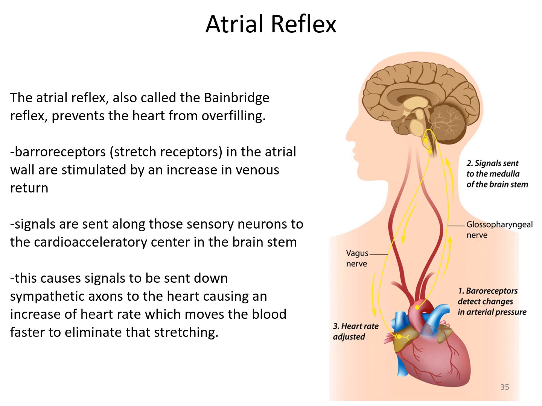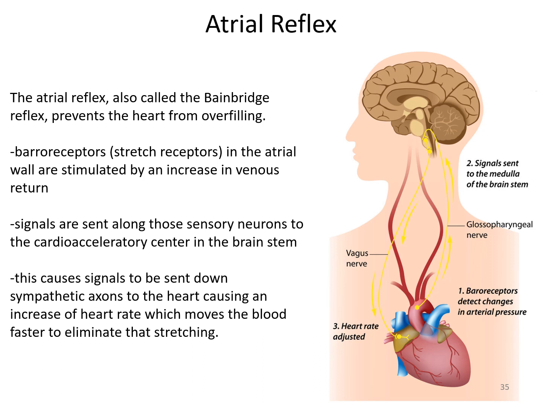And when it stretches that atrial wall, the baroreceptors become activated and they send signals along the sensory neurons to the cardioacceleratory center in the brain. So, stretching here, we're going to send signals up to the cardioacceleratory center in the brain. That's going to then cause signals to be sent back down through sympathetic neurons to the heart, causing an increase in the rate in which the blood's going to move. So, increase in the heart rate so that we can pump the heart faster and pump some of that blood out of the heart faster. If we don't do that, we'll just continue to get more and more venous return in the atria and it will stretch and stretch and stretch, and that's not a good thing.